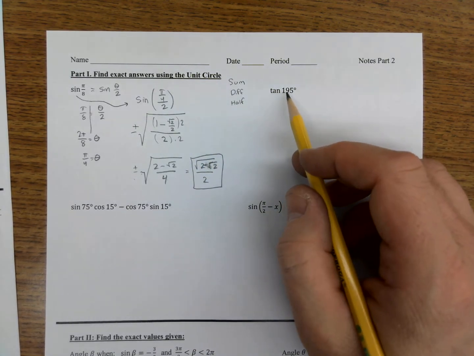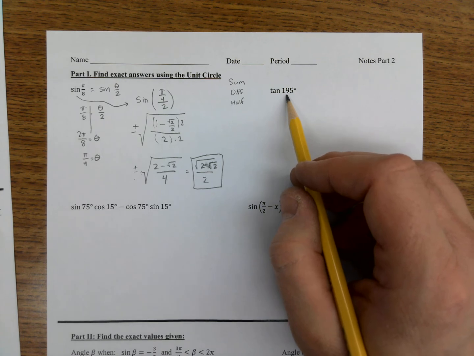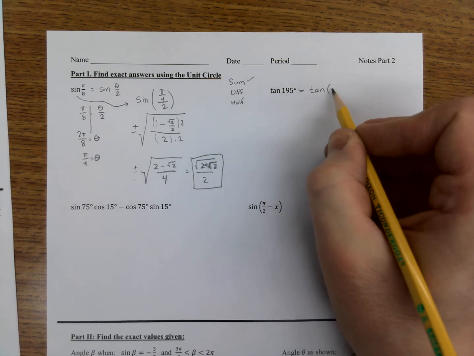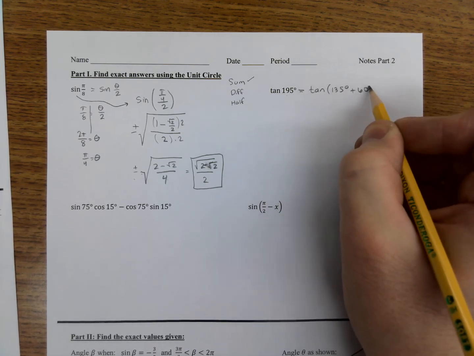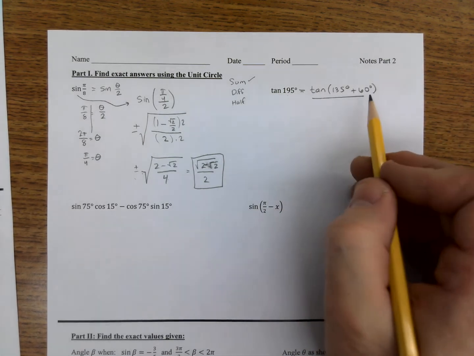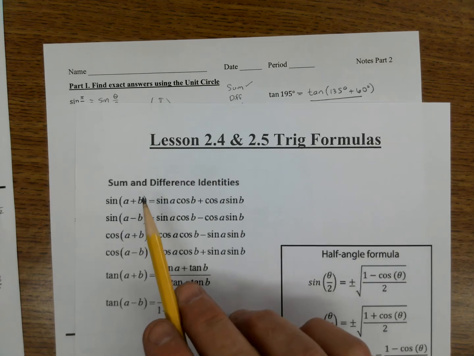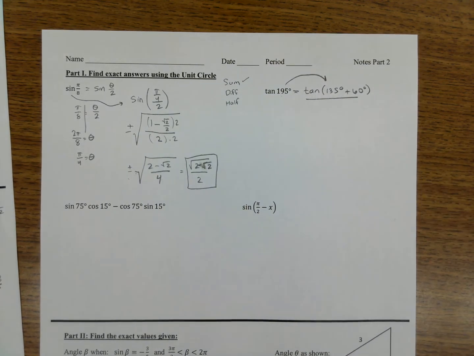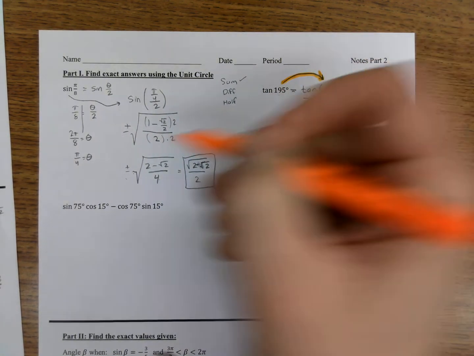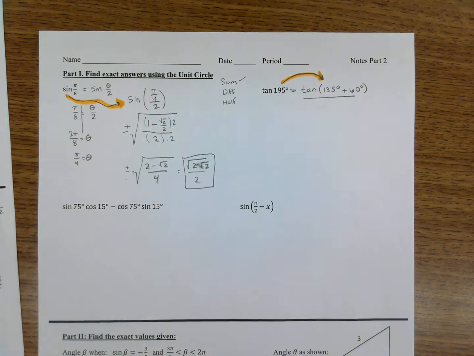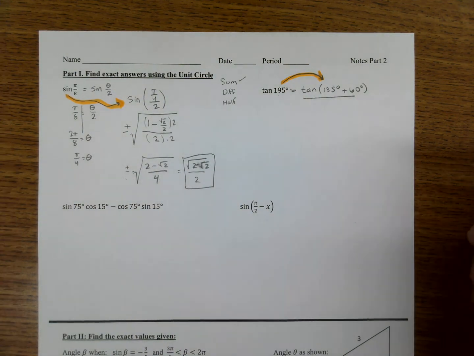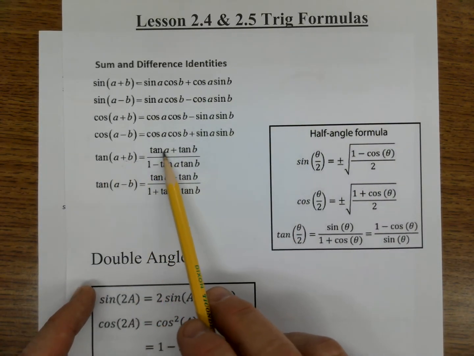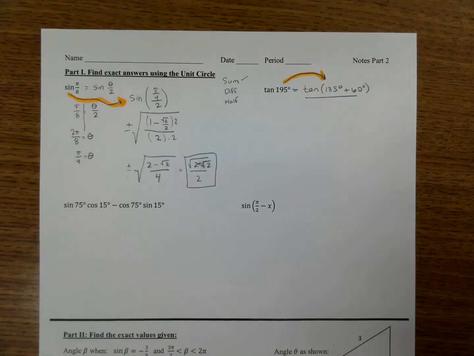All right, next one, tangent of 195. Again, it's not on the unit circle, but I can get there with a sum this time. I can say this is equivalent to tangent of 135 plus 60. And why did I do that? So now I can use this formula here. I've taken 195 and converted it into this. Just like here, this becomes this. Over here, this becomes this. So I can use a different formula. And now I just have to use this tangent formula. We're going to use this one down here that says tangent of a plus b, add them, 1 minus multiply on the bottom. Just be careful with that.